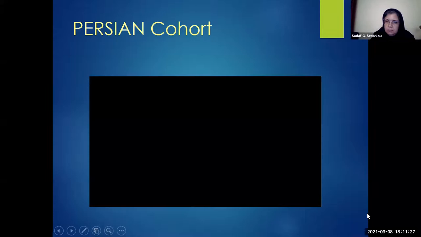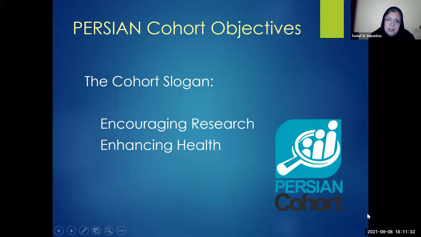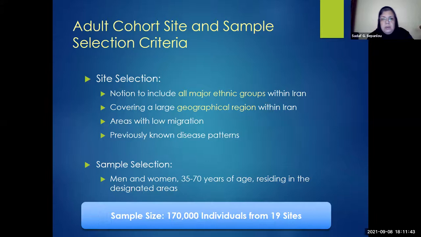Okay, as mentioned in the clip, the slogan of the cohort is to encourage research and to enhance health. First of all, we had to select the sites of the patient cohort. We set certain criteria for site selection. Specifically, we selected sites to include all major ethnic groups within Iran and cover a large geographical region within Iran. We selected areas in which migration rate was low and in which previous disease patterns were known.